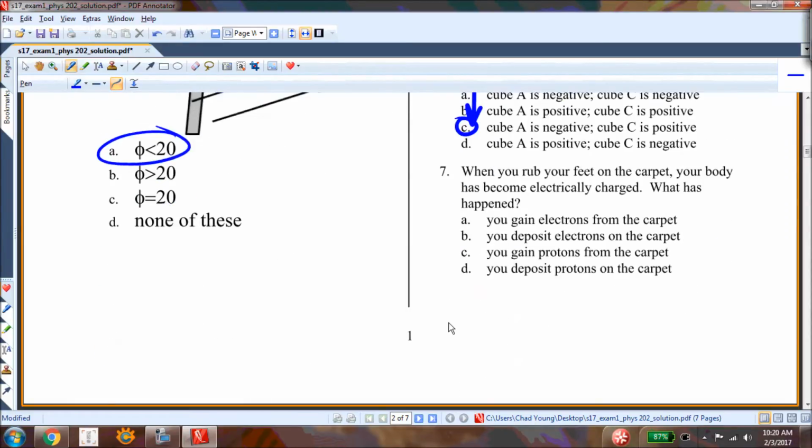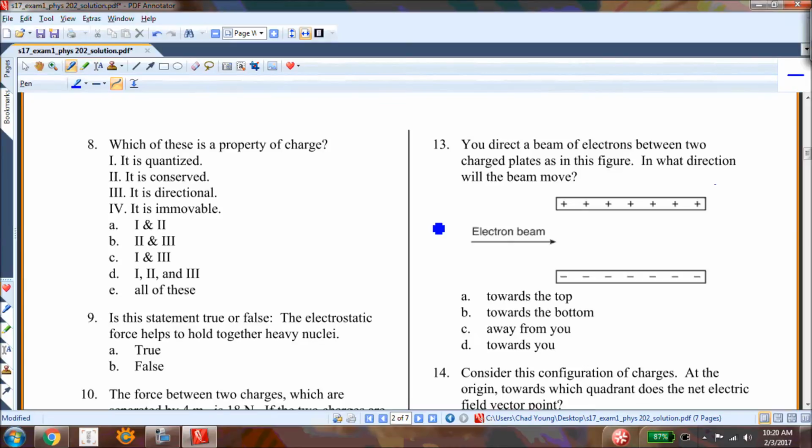When you rub your feet on the carpet, you gain electrons from the carpet, and you can pass those on to other people. Which of these is a property of charge? It's quantized and it's conserved, so A is A.